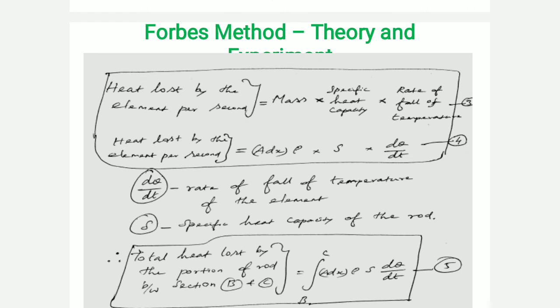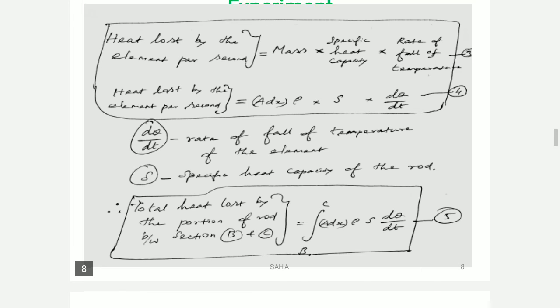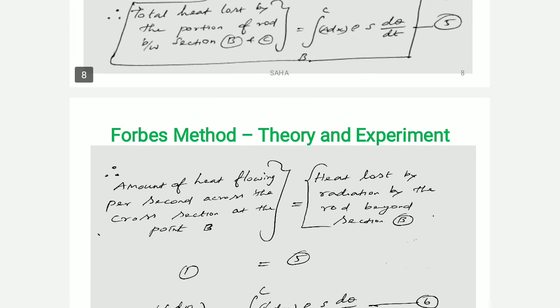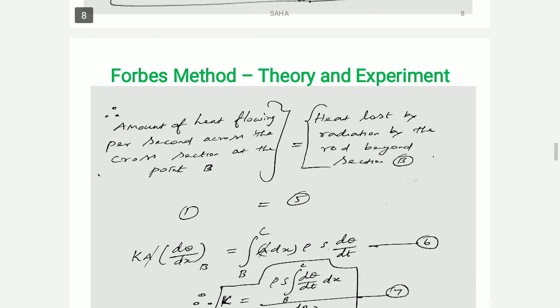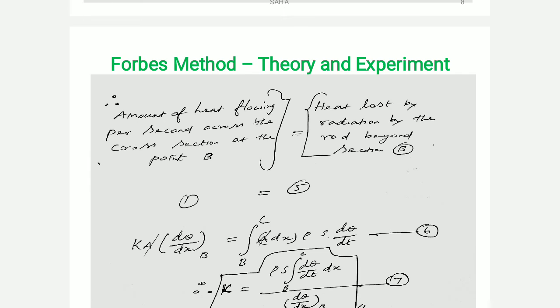Therefore, the total heat lost by the portion of the rod between section B and C is equal to the integral from B to C of A dx rho S d theta by dt. That is equation number 5. So finally, the amount of heat flowing per second across the cross section at point B is equal to the heat lost by radiation by the rod beyond section B. Therefore, equation 1 is equal to equation number 5.